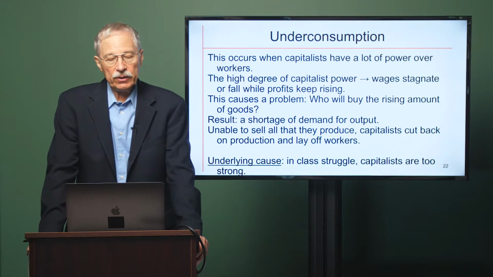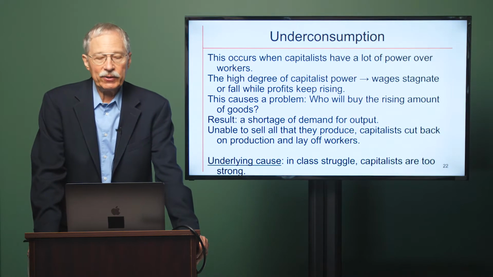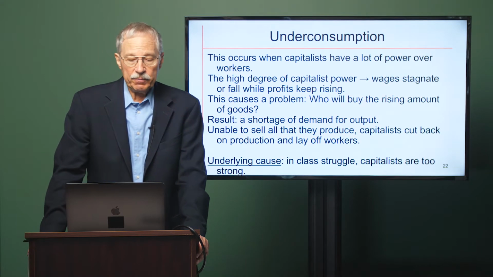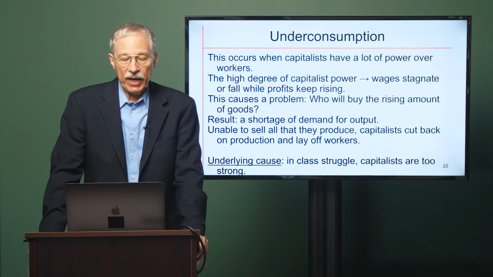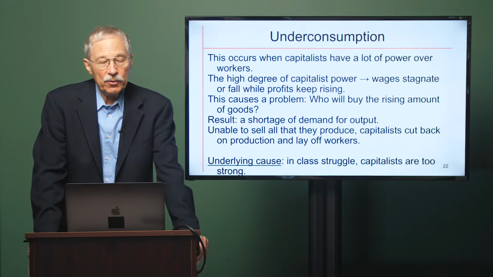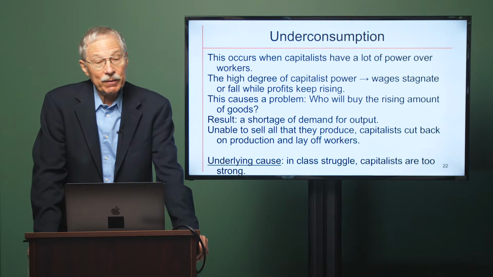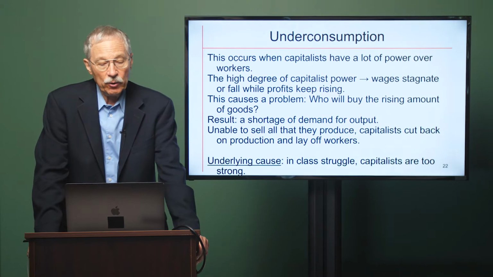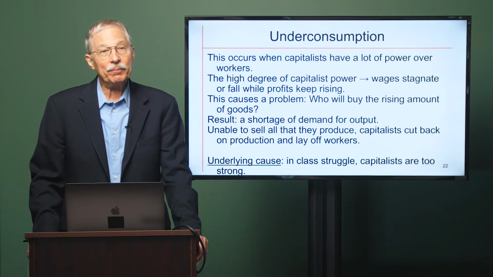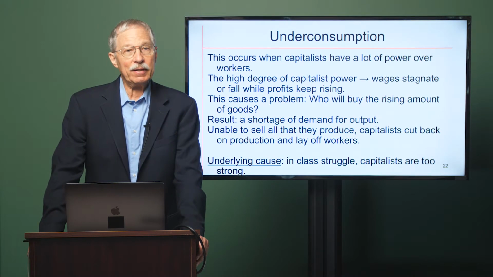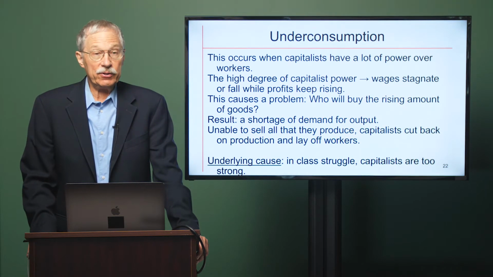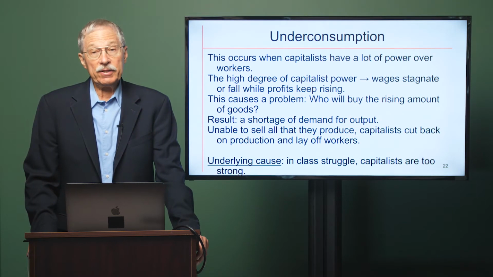Underconsumption. This occurs when capitalists have a lot of power over workers. The high degree of capitalist power leads to wages stagnating or even falling while profits keep rising. So that encourages the capitalists to keep expanding. However, it causes a problem. Who will buy the rising amount of goods being produced by an expanding economy if wages are declining, or even just if they're not increasing?